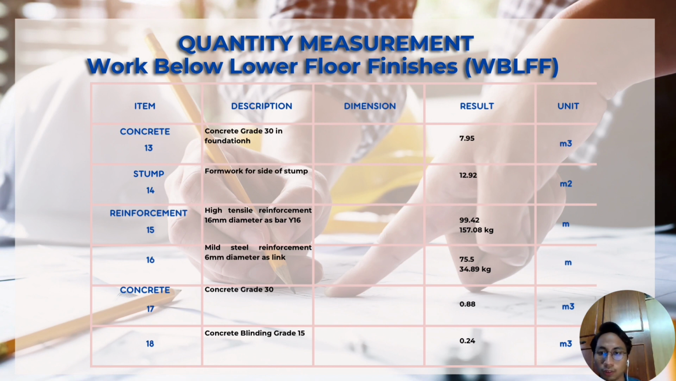The next one is for concrete, which is concrete grade 30. We got the volume of it is 0.88 meter cube. The next one is concrete blinding grade 15. We got the volume is 0.24 meter cube.